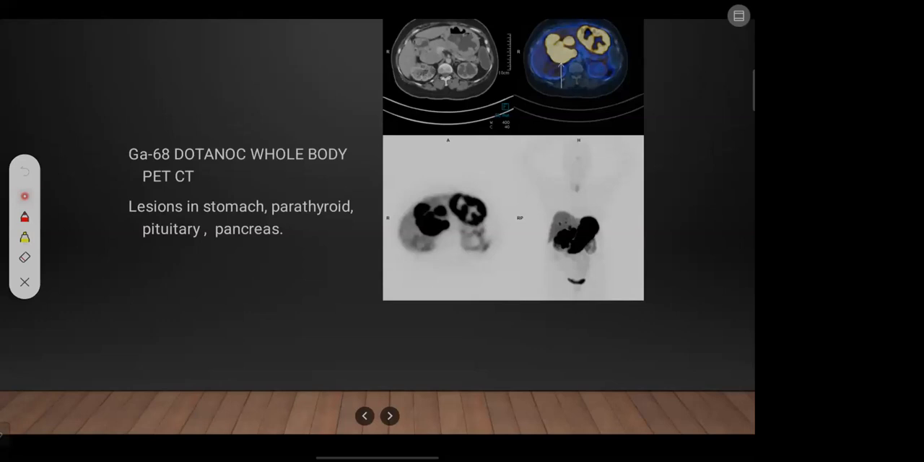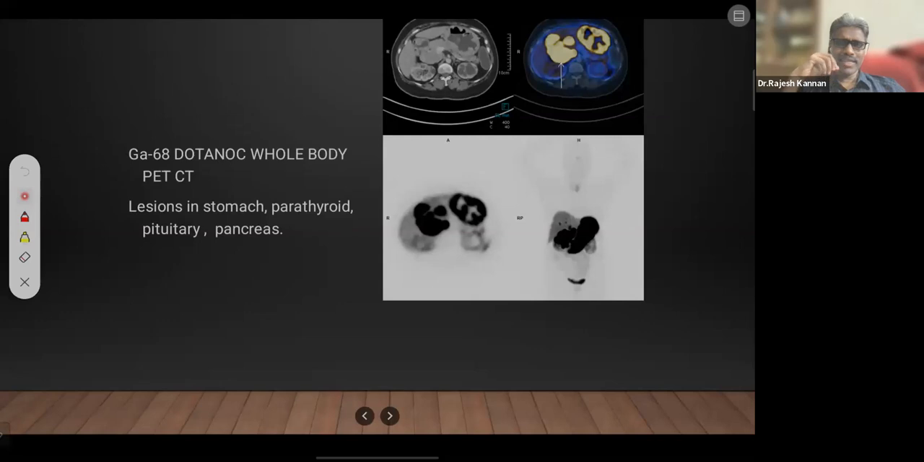Then, sir, a Dotanak whole body PET CT scan was done for this patient, which showed uptake in the stomach, parathyroid, pituitary, and pancreas. So what is this Dotanak scan? Can you explain?